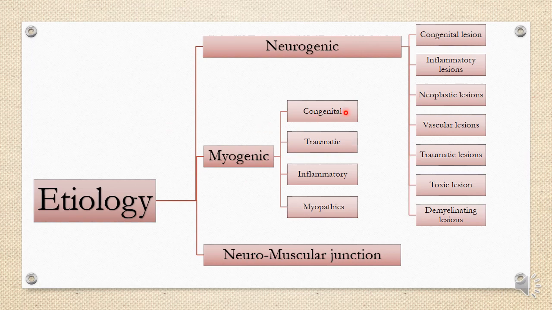Coming on to the second type, which is your myogenic lesion. Myogenic could be congenital, traumatic, inflammatory, or myopathy. Congenital, again, could be either hypoplasia or malinsertion of your muscle, where it should be properly inserted but is not inserted at that point, or a musculofascial anomaly of the extraocular muscles, or weakness. These are generally the congenital lesions among the myogenic lesions.